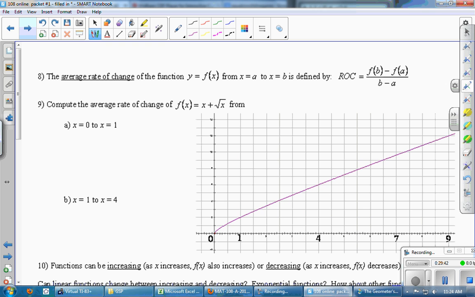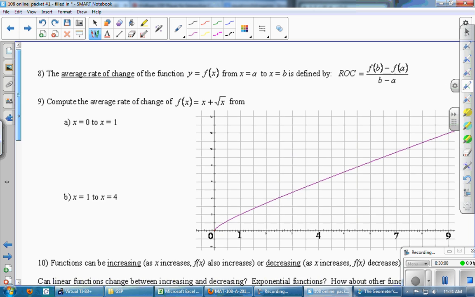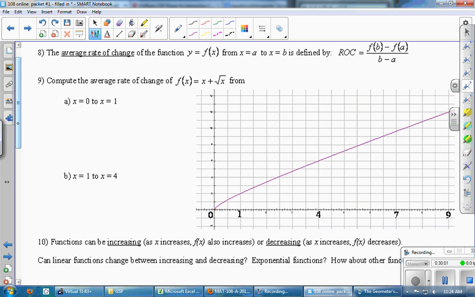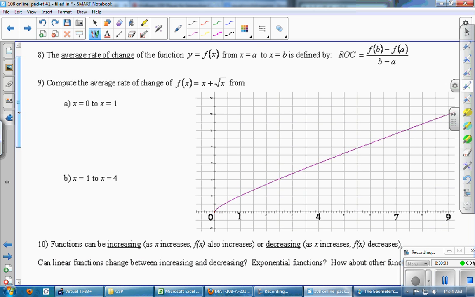Number 8 is the definition. The average rate of change of the function y equals f of x from x equals a to x equals b is defined by ROC, which stands for rate of change, equals f of b minus f of a over b minus a. So let's see if we can use that formula. The average rate of change is just defined. That's why it's underlined at number 8. Okay, so we'll give it a shot in number 9.